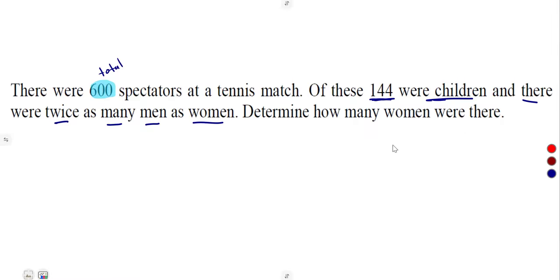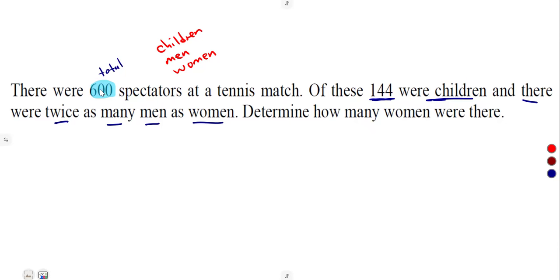So this is what we have. In this total, we have got what? Children. We have got men. And we have got what? Women. In the given total. So the question here is: determine how many women were there.